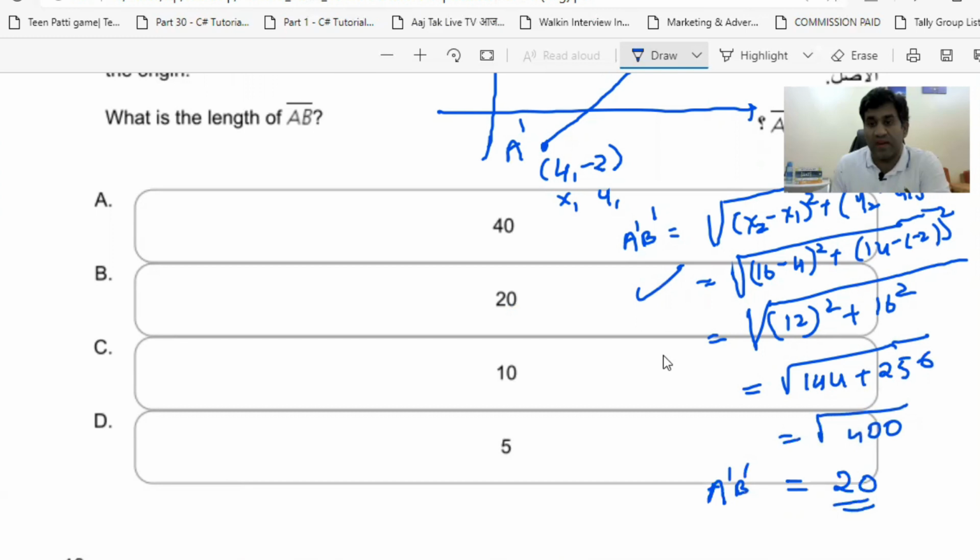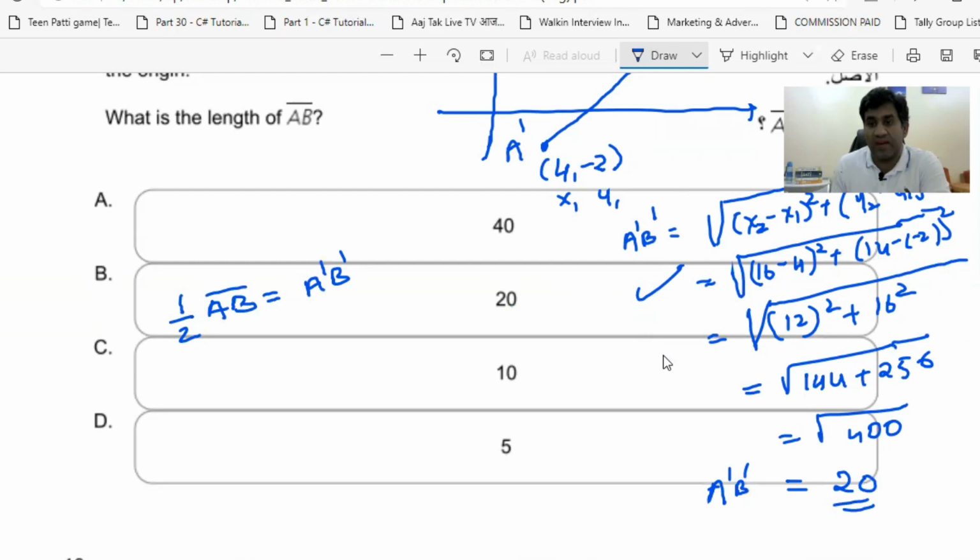So what would be the length of the original line segment AB? As I said, the line segment A dash B dash is the result after scaling the line AB by half. That's what they have mentioned. So now what is the length of AB?